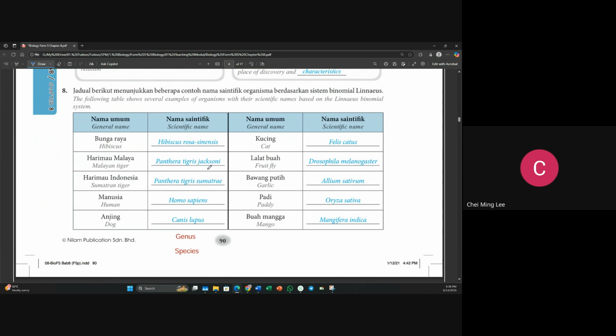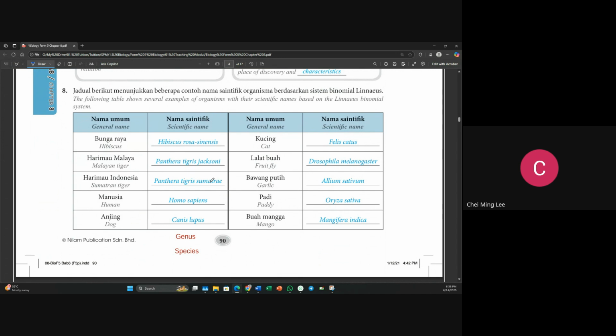And then they normally have 3 names. Like Hibiscus rosa sinensis, where sinensis is maybe a type of hibiscus flower. But don't worry, you just need to memorize several only. Normally, the Malayan tiger, the Panthera tigris, you need to memorize, and normally it's only that one.